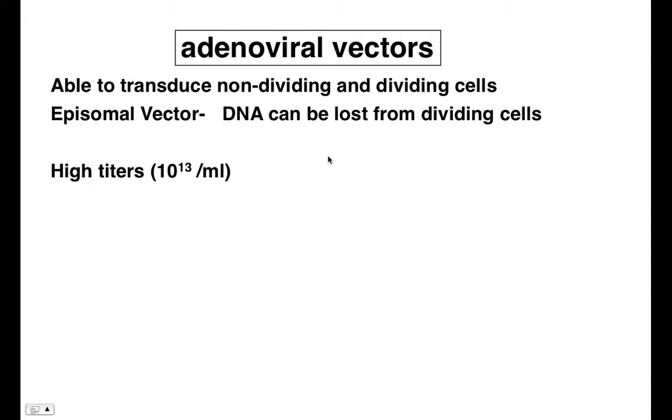The flip side is that it's not necessarily copied every time you have division between cells. So you'll only have the number of virus genomes in each individual cell as originally infected it, and then it will be diluted down by every subsequent division. But adenovirus has wonderful titers, 10 to the 12th, 10 to the 13th per mil, which is very high, so it's very useful.